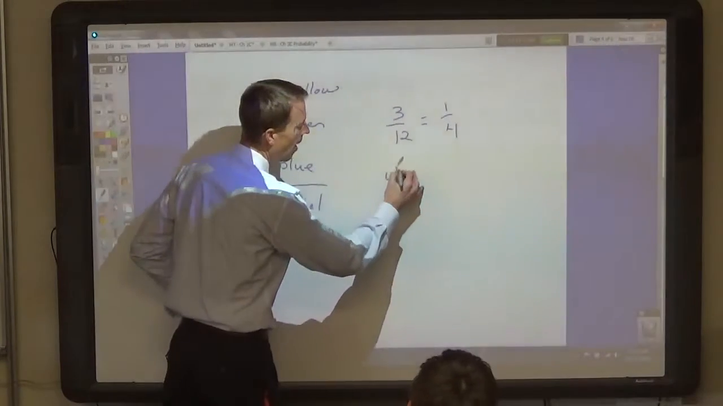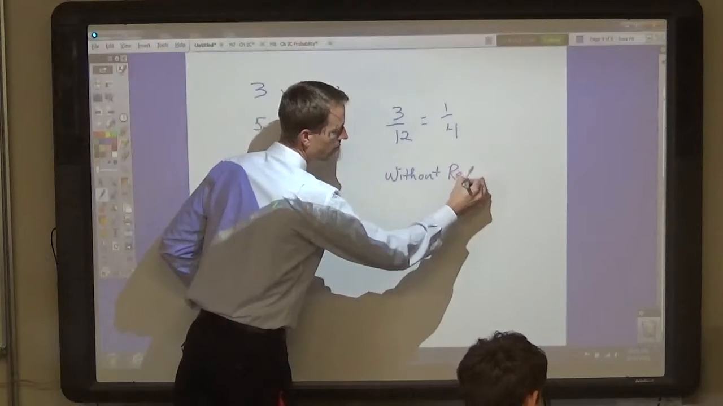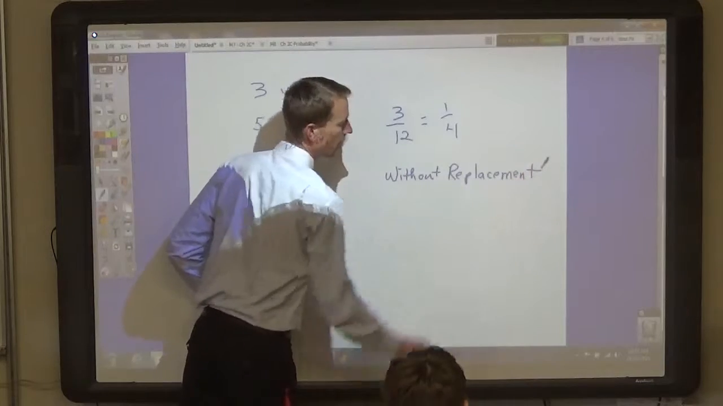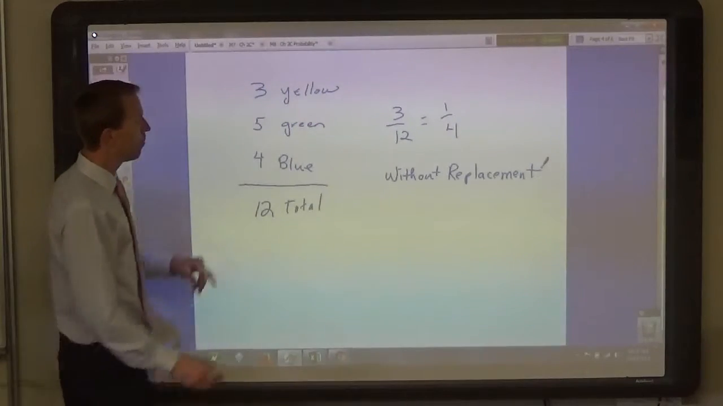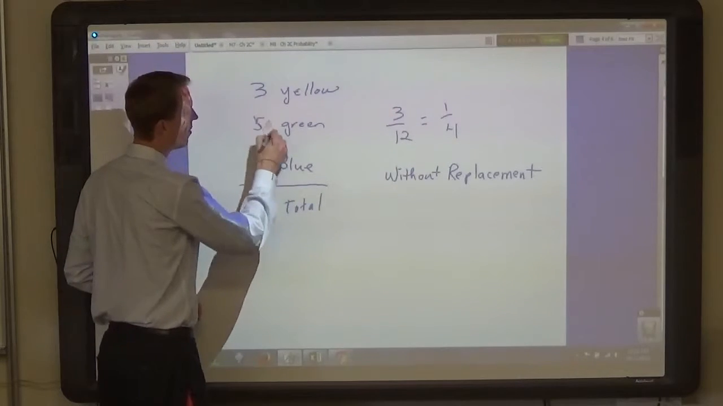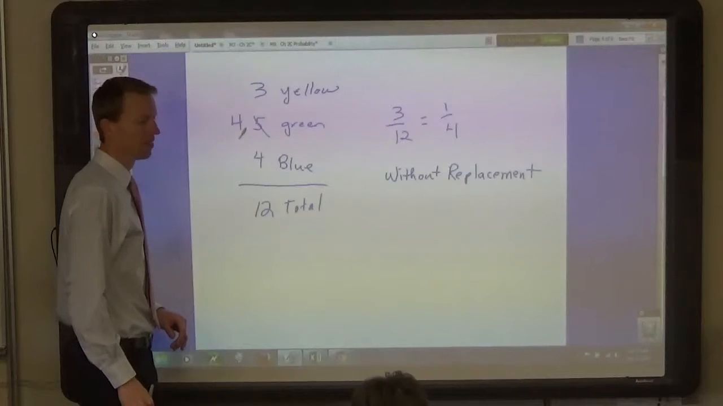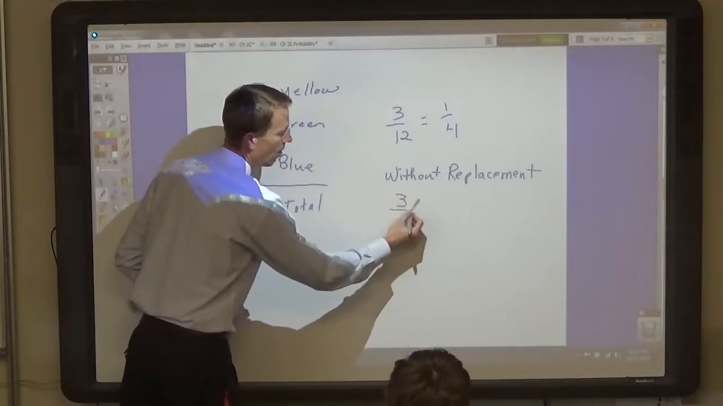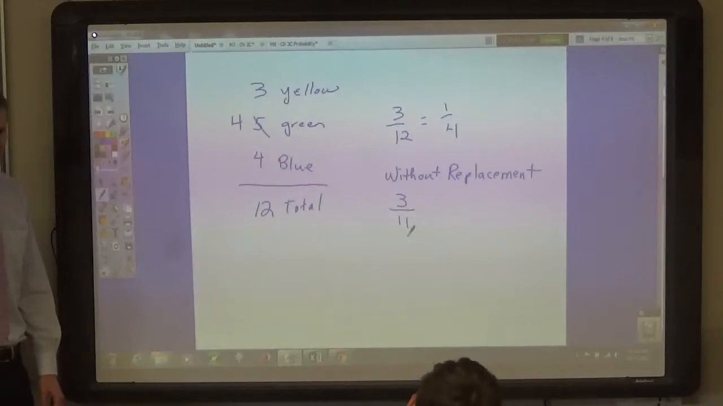So without replacement, it's called. So write this term down, without replacement. If we pull out one green one, that's reduced to 4. Now the chances of pulling out a yellow one are 3 out of 11, right?